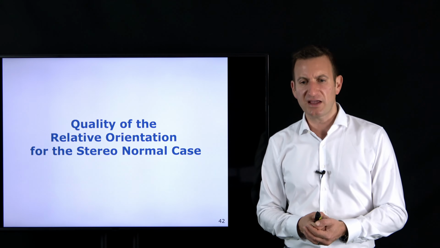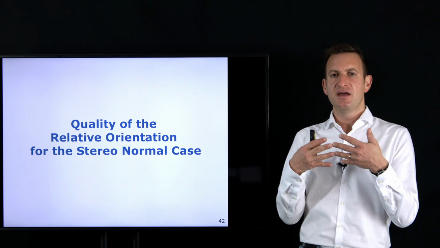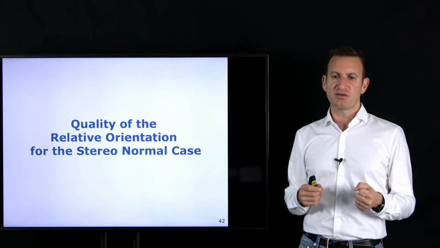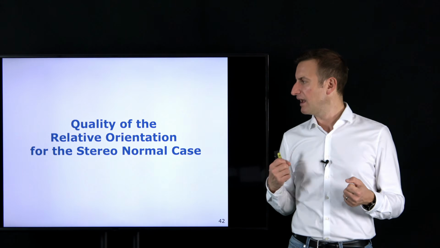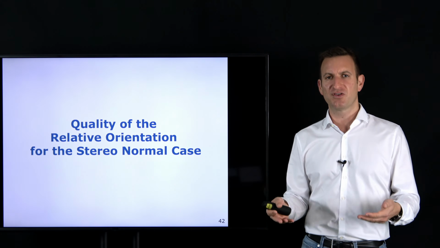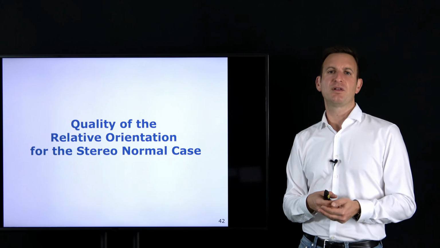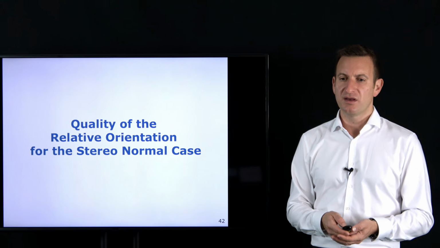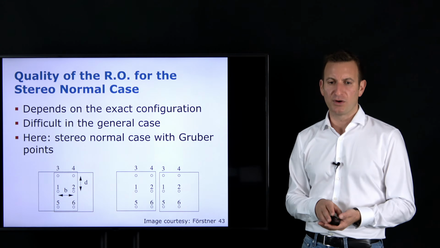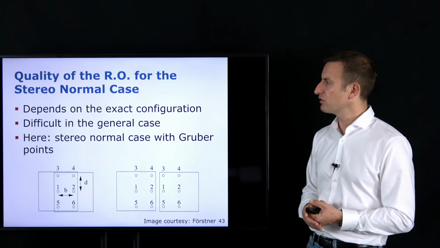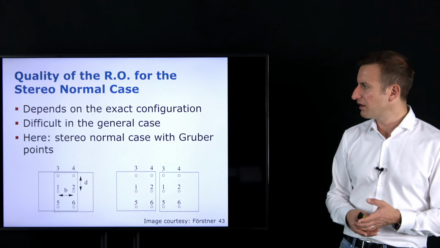What we now can do as a next step, we can say, okay, let's take a stereo normal case and a controlled set of points and estimate how precisely I can actually compute my relative orientation, or which parameters impact the quality of my result. And this is something that we do using the so-called Gruber points. And it's a standard procedure. It's also around since a very long time in order to estimate that quality.